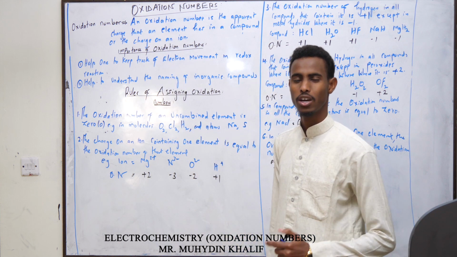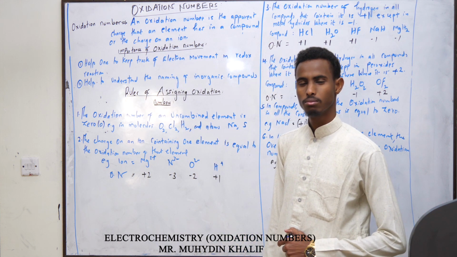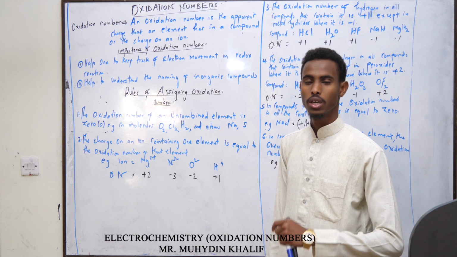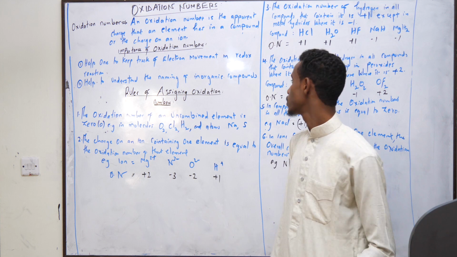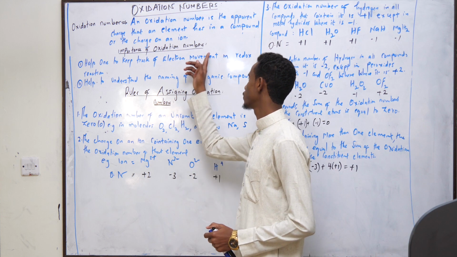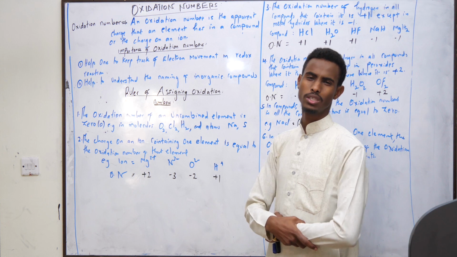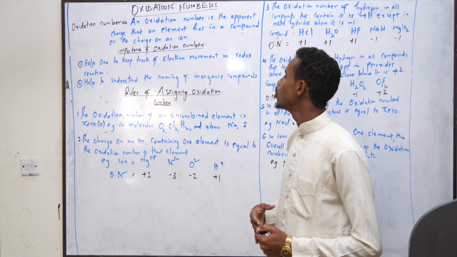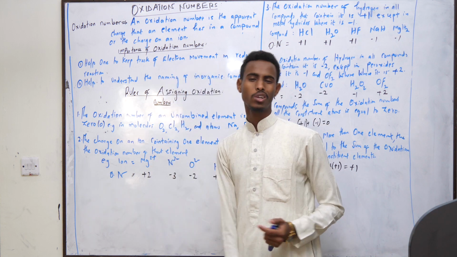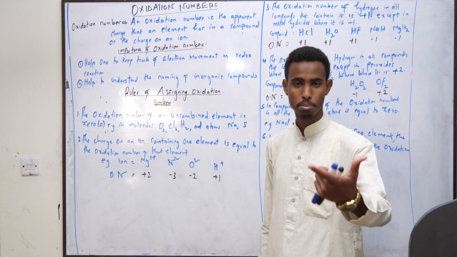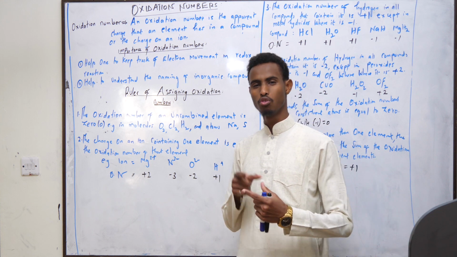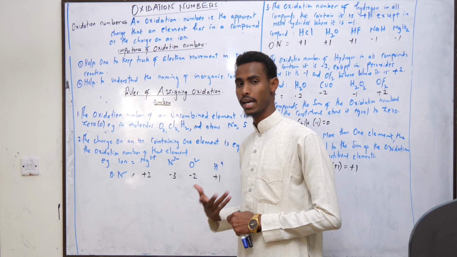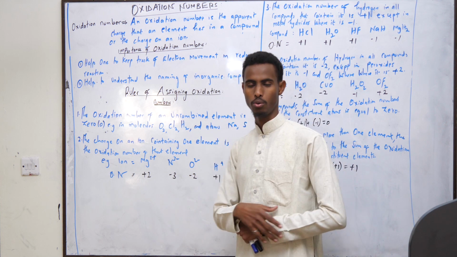For example, we have the ions, like radicals: ammonium ion, hydroxide, nitrate, phosphate, and all those. Now, what is the importance of this oxidation number? How is it essential? Number one, it will help you to keep track of the electron movement in a redox reaction. Point number two, it helps you to understand the naming of inorganic compounds.